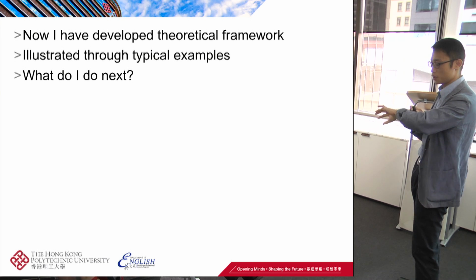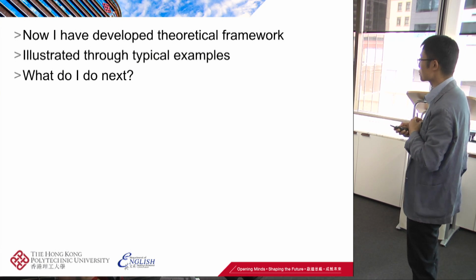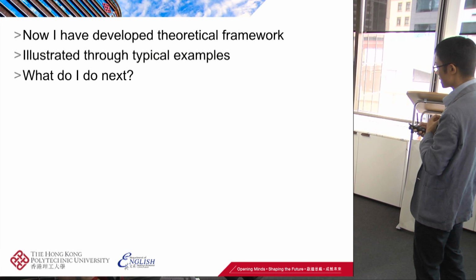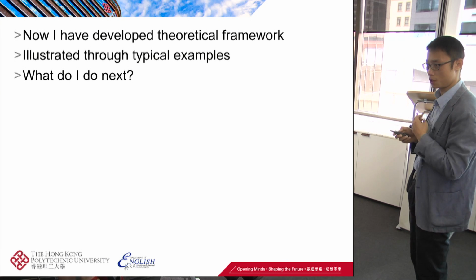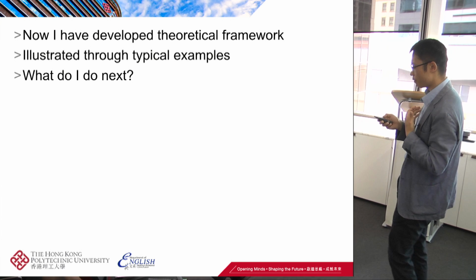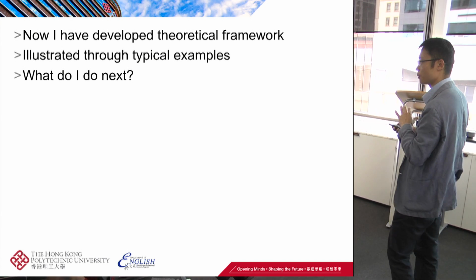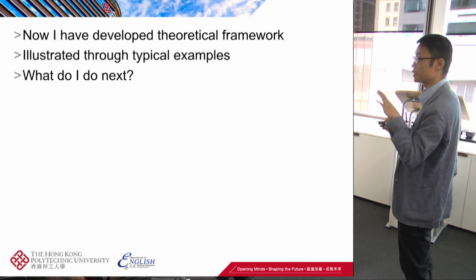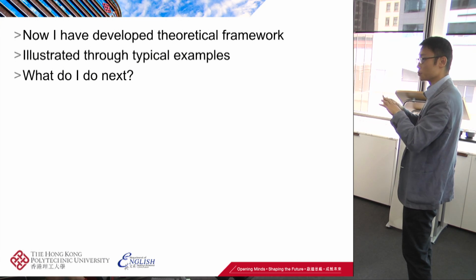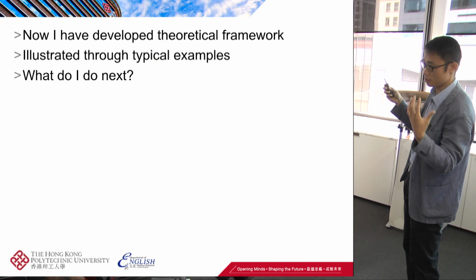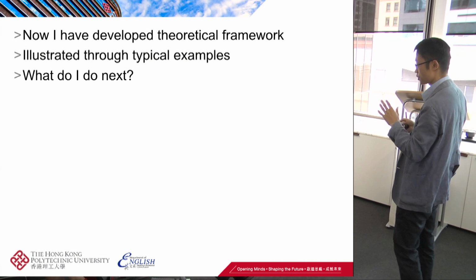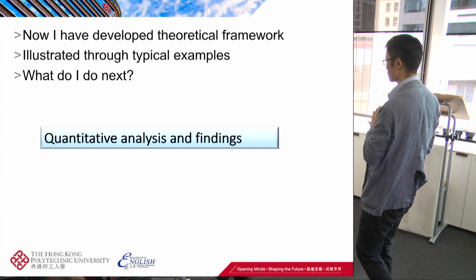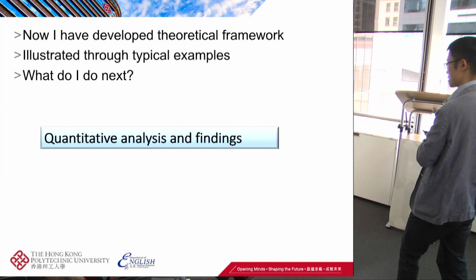You can see I have illustrated it through typical examples. So what do I do next? Actually, some research stops here, being very qualitative and developing a theoretical framework. Well, what I did was go empirical. If you remember, I said I've got 19 textbooks, so I had to analyze all of them. I developed this theory, so I used it to do discourse analysis, analyzing the content. We had research assistants during 3-4 months' time. We analyzed all the textbooks. So I will now talk about the quantitative analysis and findings.